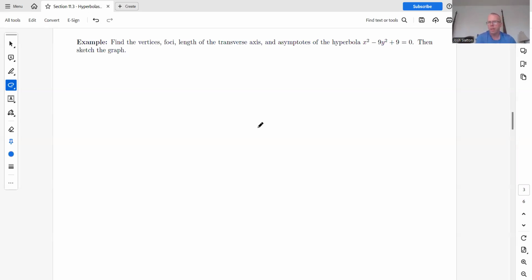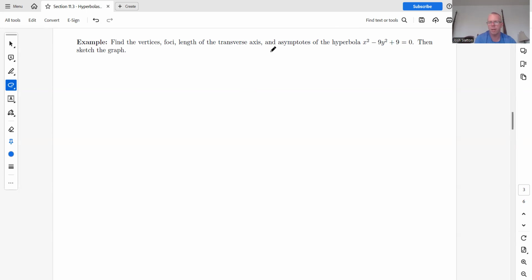All right, so let's look at a few more examples on the hyperbola. So this one we're going to find all the things that we did in the last one, sketch the graph. And this time we have the equation x squared minus 9y squared plus 9 equals 0.